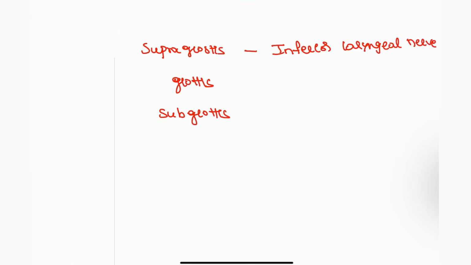And next, the glottis is going to be supplied by the superior laryngeal nerve and also the inferior laryngeal nerve. And the subglottis is supplied by the recurrent laryngeal nerve. And the glottis will also have the recurrent laryngeal nerve. So all these nerves will be supplying these structures. Supraglottis.